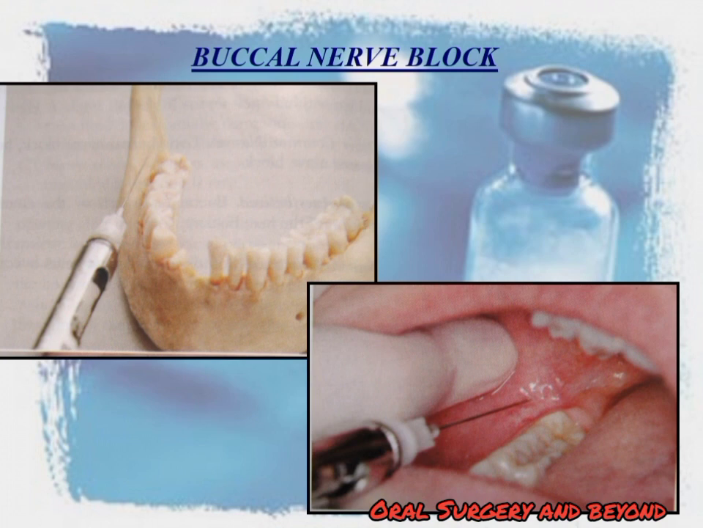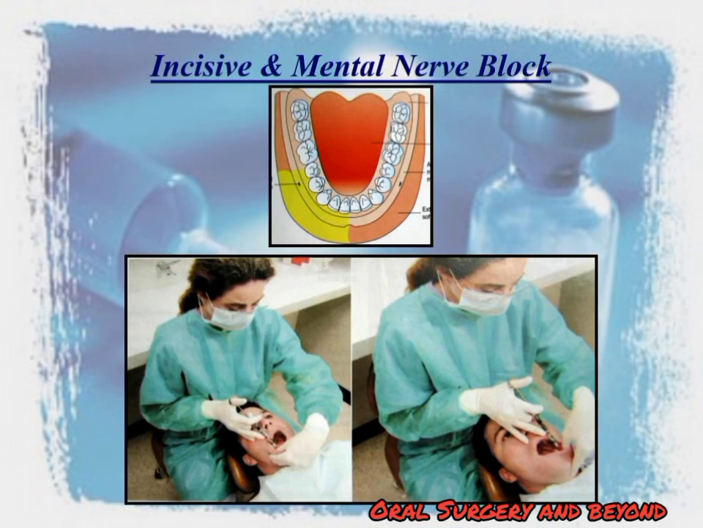Buccal nerve block technique. As I said earlier, the buccal nerve runs from the buccal side of the third molar region, almost 1 centimeter, and it goes to the buccal soft tissue area. So on the buccal side at the occlusal level, we should inject 0.5 ml of solution to achieve the buccal nerve block technique.